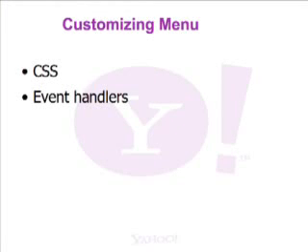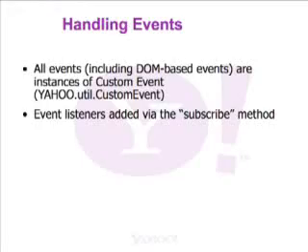To customize menu, you have two opportunities. One is CSS to style the menu, and you can also add event handlers to customize the behavior of your menu. All events that are exposed by the menu API are instances of YAHOO.util.CustomEvent. And that means that in order to listen for when events fire, you'll listen to them by adding your callback via the subscribe method. And here's an example of what that looks like.